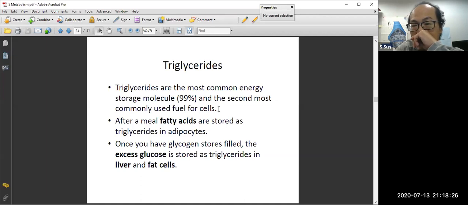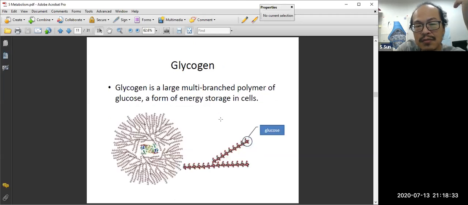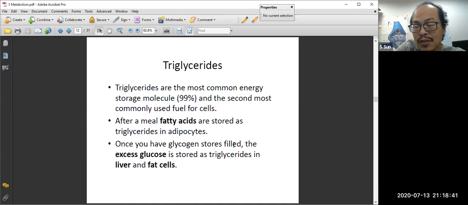We use glucose first. And if we burn out the immediate glucose, we start to convert glucose from the glycogen because that's easier. And in the end, if we use all the glycogen, then we start to use triglyceride.